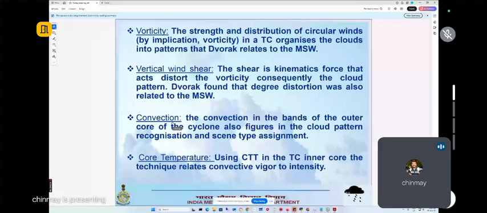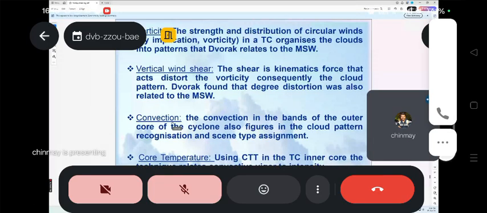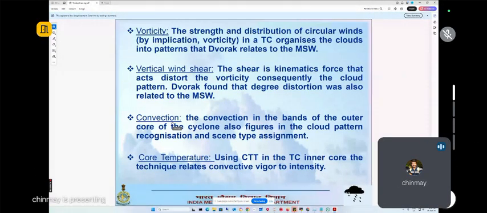So convection, that means clouds, and how the clouds are distributed will define the type or the pattern of that particular cyclone. The higher the convection, the higher the intensity. The higher the vorticity, the higher the intensity. But for vertical wind shear, the higher the wind shear, the lower the intensity of the tropical cyclone. Here it is inversely proportional.